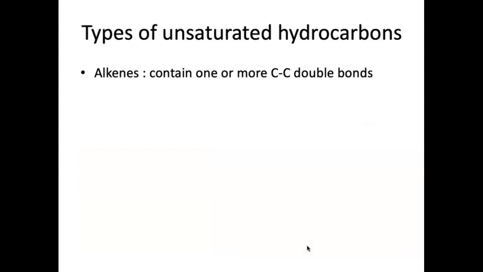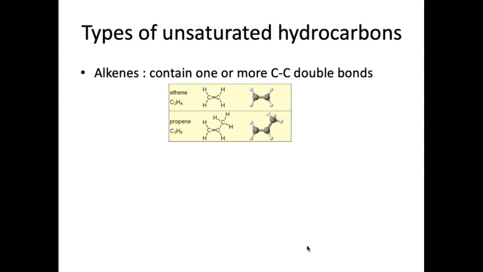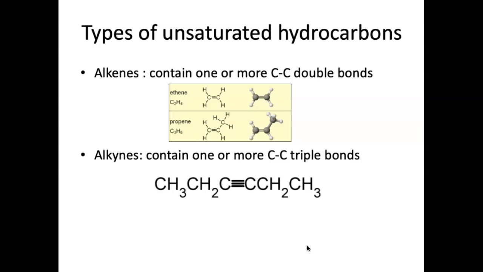So here's just a summary slide talking about the different types of unsaturated hydrocarbons. Well, we said that alkenes, they have to contain 1 or more CC double bonds. We have alkynes, which we haven't seen yet, but these contain 1 or more CC triple bonds. So something like that. And so what do you think that would be called?